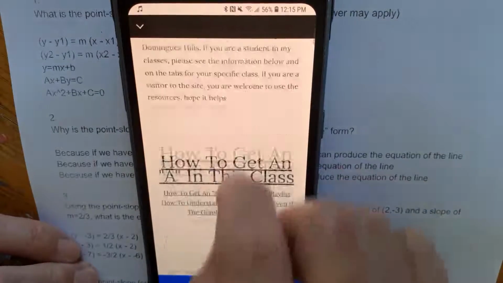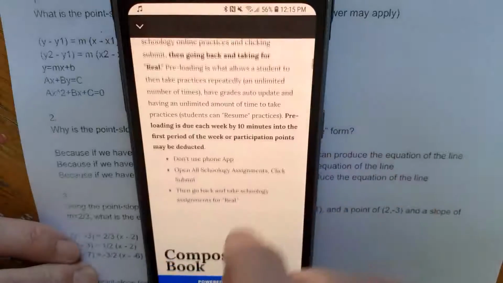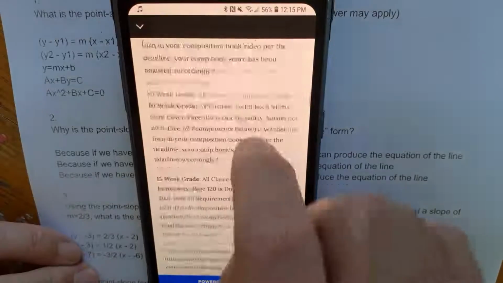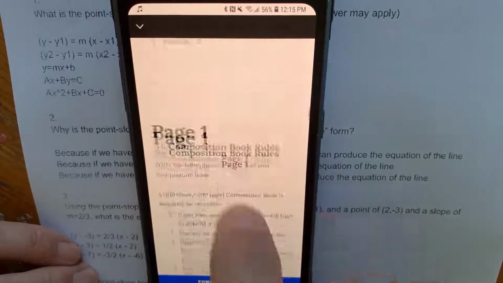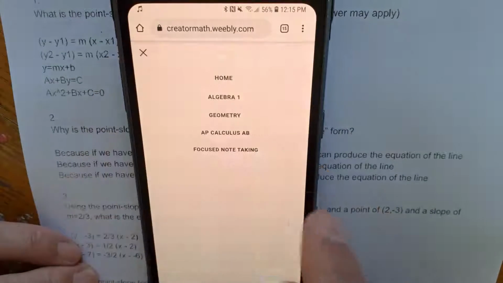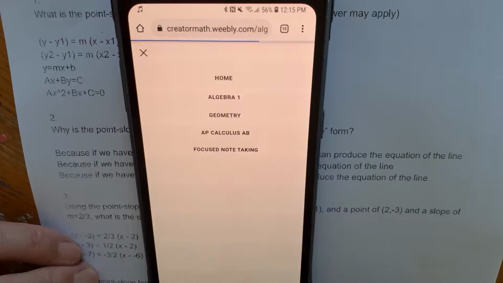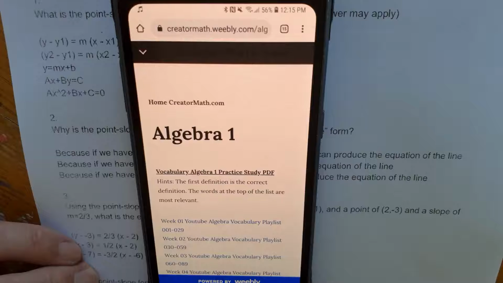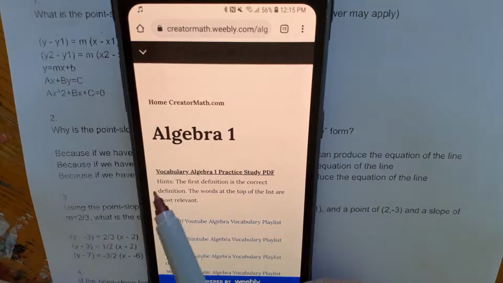Just scroll down, find the large words composition book, read all the instructions, watch all the videos, follow all the due dates, and put things where they belong, including the notes, which we're going to look at right now, and you should have a 90 to 100% on that composition book. For the actual notes, and for problem sets, and for videos like we're making now, and for the vocabulary, you're going to click into the tab of the class you're in, or in this case, the video we're making.